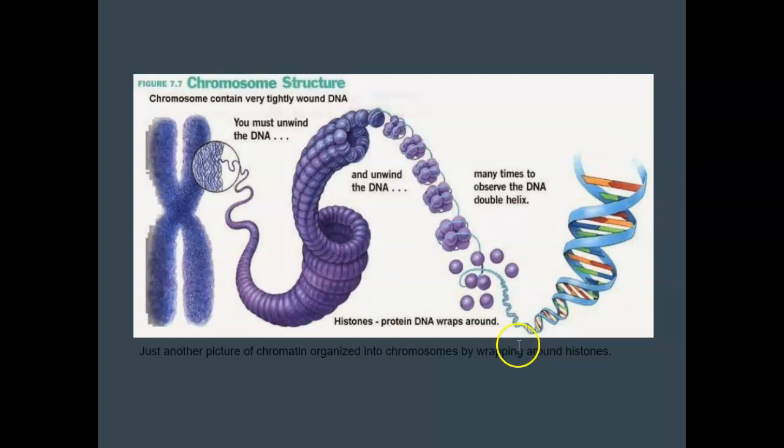Okay, here's just another picture showing what we saw in the last slide. Here's that double helix. Here's that double helix winding around histones. The histones form little clusters, and they wind and they wind and they wind, and then that whole thing becomes this big jumble, which we refer to as a chromosome. Okay, when it's unwound, it's chromatin.